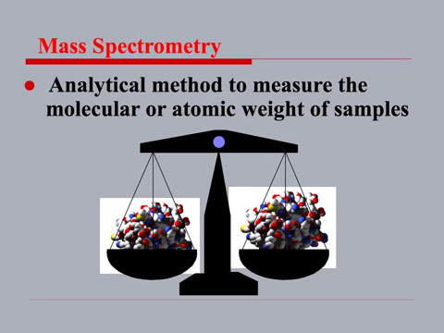So to understand the basics, this method is to measure the molecular or atomic weight of the sample. Adding the weight of all the atoms together gives you the molecular weight of the molecule. So that's the basis of mass spectrometry, and that molecular weight is unique for that particular kind of molecule.